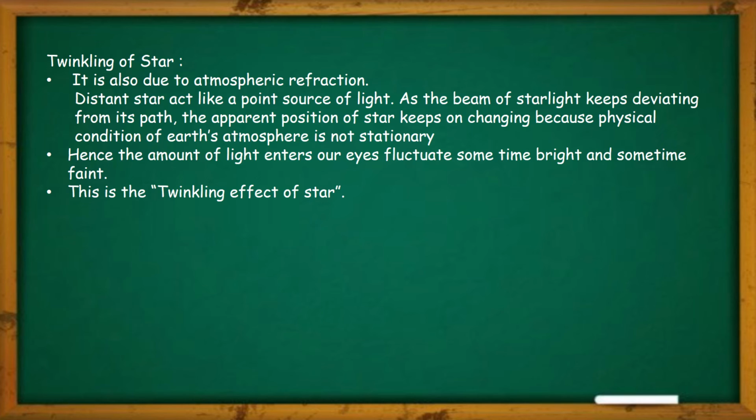Sometimes the star appears bright and sometimes it becomes faint. So this is called the twinkling effect of the star. Means sometimes the star appears brighter and sometimes it becomes faint. This happens due to the refraction of the starlight when it enters through the Earth's atmosphere.